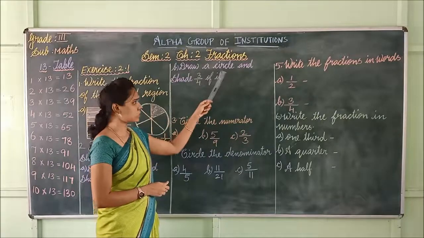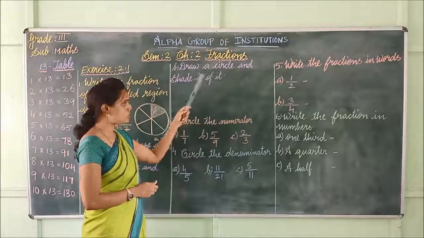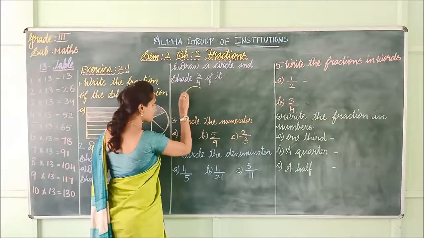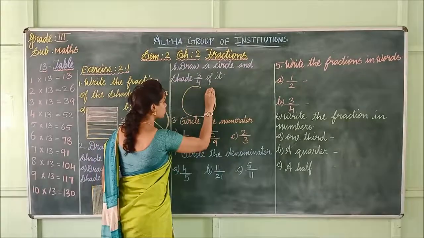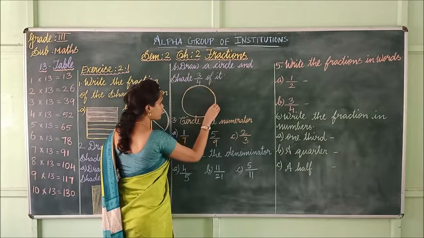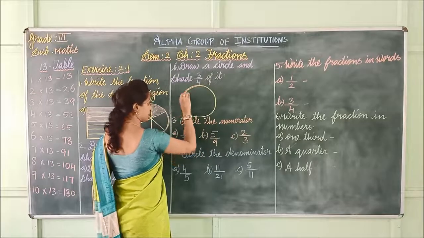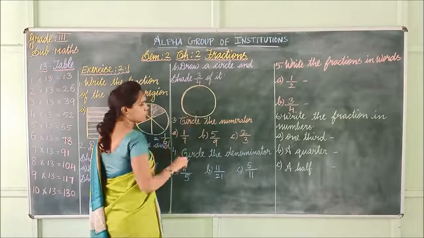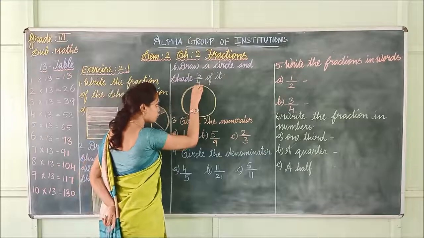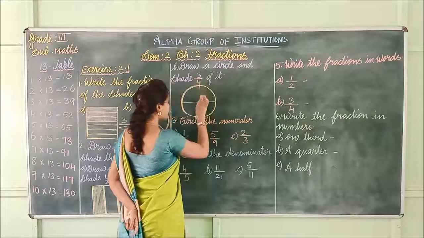Draw a circle and shade 3 by 4 of it. First, what do you have to do? Draw a circle. So draw a circle first. Children, and how many parts? First you have to check the denominator. What is the denominator here? 4. So you have to split it into 4 parts. So split the circle into 4 parts.